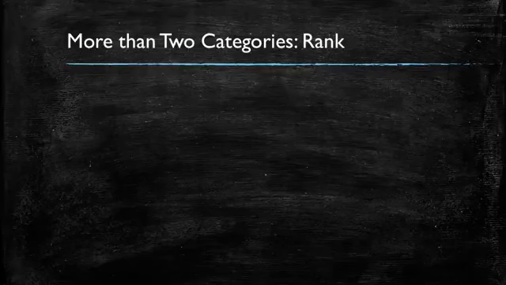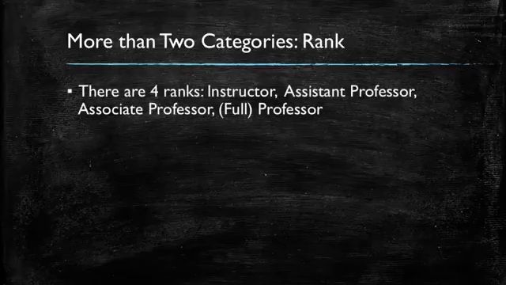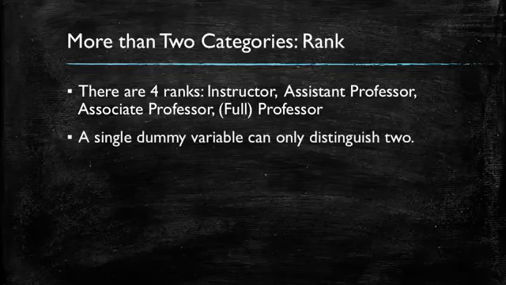Our understanding of how we can use a dummy variable to distinguish between two categories makes it a lot easier to test differences across more than two categories. And in this case, we're going to start working with the rank categorical variable. Recall that rank had four potential categories: instructor, assistant professor, associate professor, or full professor. However, if we use a single dummy variable, we can only distinguish between two of them. It's only a 1 or a 0.